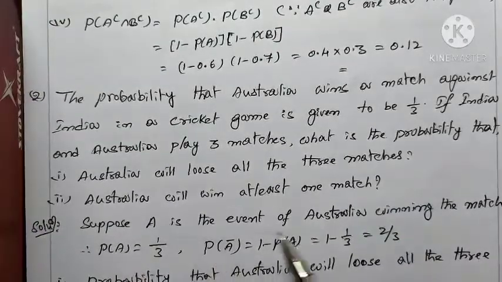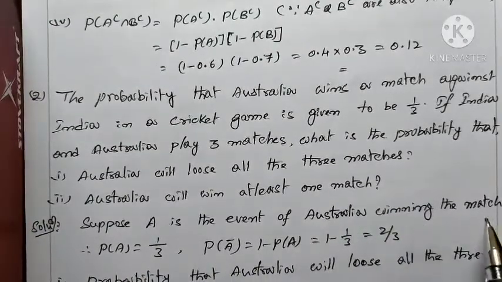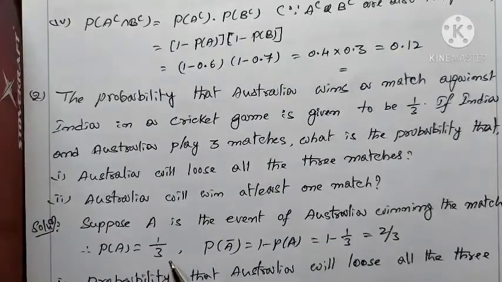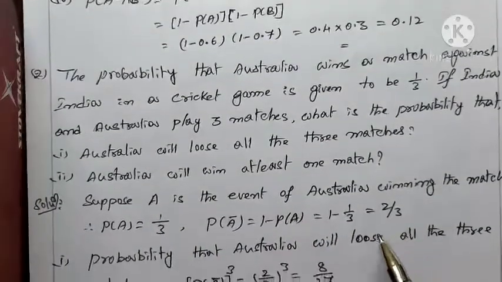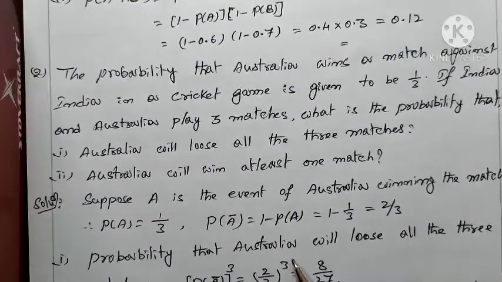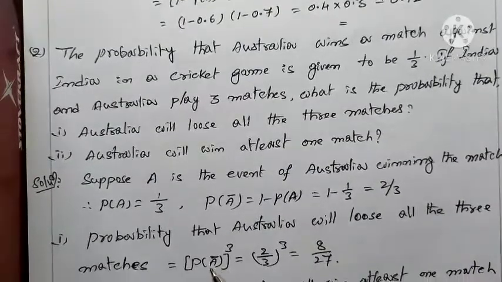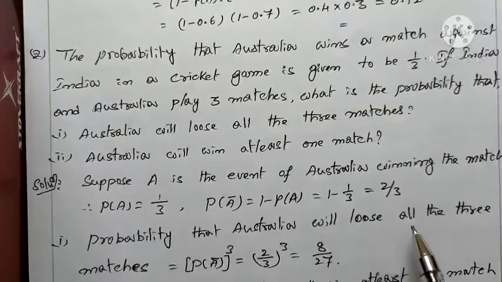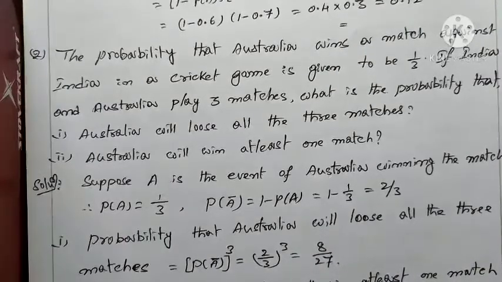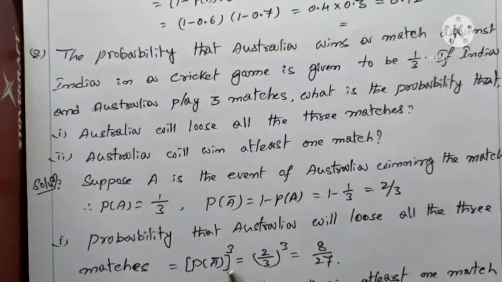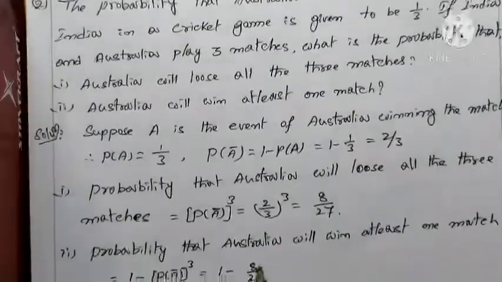Suppose A is the event of Australia winning the match. P(A) is equal to 1/3. Therefore, P(A') is equal to 1 − P(A), that is equal to 1 − 1/3, that is equal to 2/3. Probability that Australia will lose all the 3 matches is equal to P(A') whole cube, that is equal to (2/3)³, that is equal to 8/27.